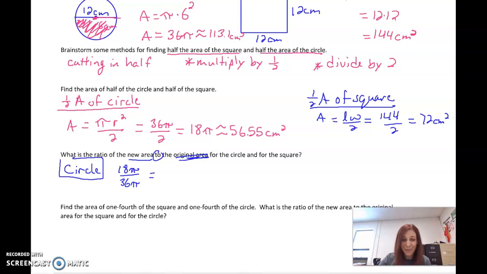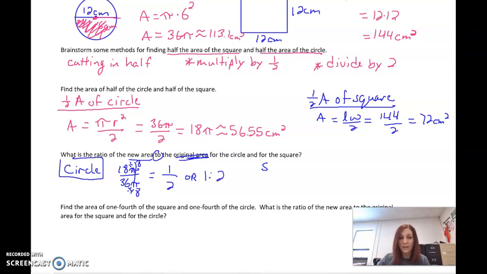Basically, pi divided by pi cancels out. And if you reduce 18 divided by 36, you can divide both of them by 18. Sorry, I know this is really sloppy. So hopefully you're listening. 18 divided by 18 is 1. 36 divided by 18 is 2. Okay? So the ratio is 1 to 2. Remember, we can either write it like that, or we can write it with the colon. That's really messy. Sorry. That's what happens when I rush.